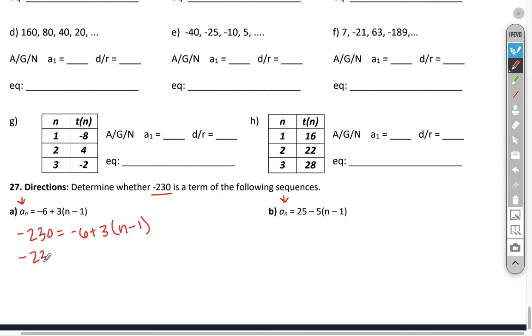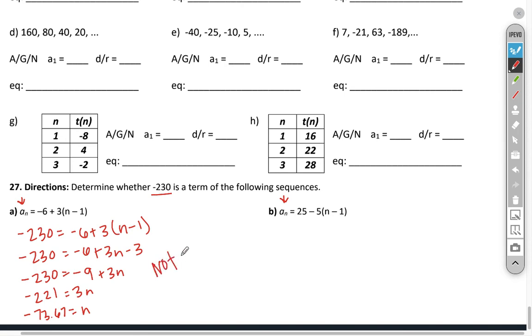We get negative 230 equals negative 6 plus 3n minus 3. Combine the negative 6 and the negative 3 to get negative 9 plus 3n. We're going to add 9 to both sides and get negative 221. And then we're going to divide by 3, and we get negative 73.67 equals n. This is a negative and it's a decimal, which means this is not a term. Even if it were just a decimal or even if it were just negative, that means it's not possible to be a term. We have to have a natural number.